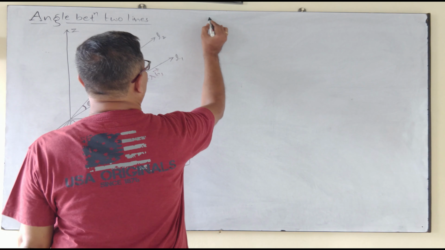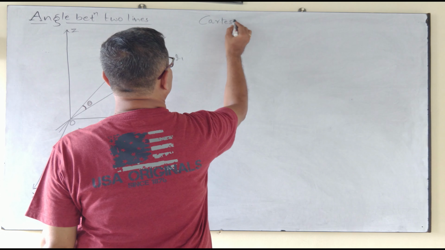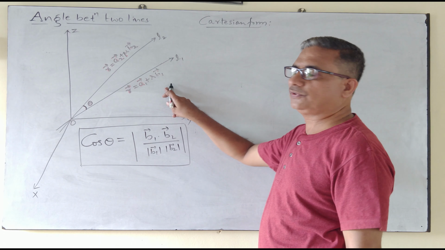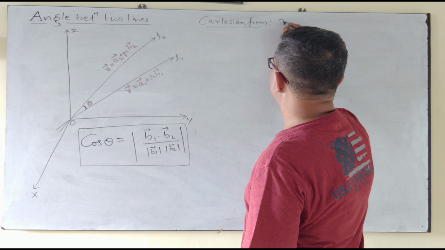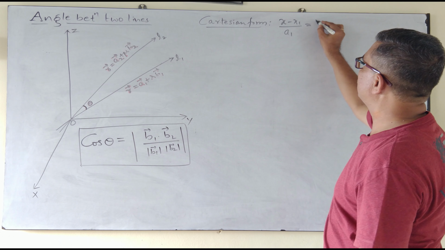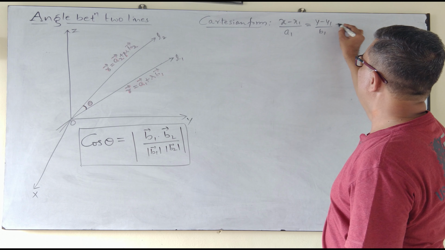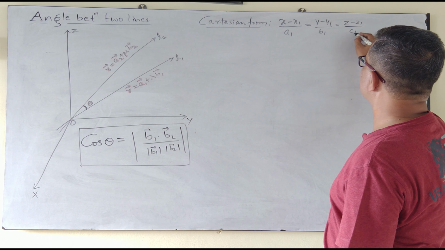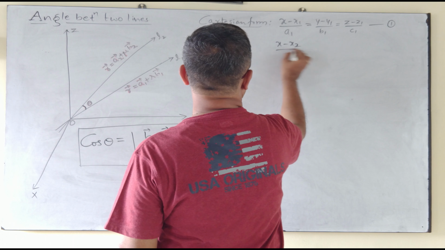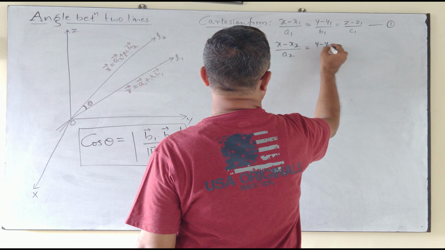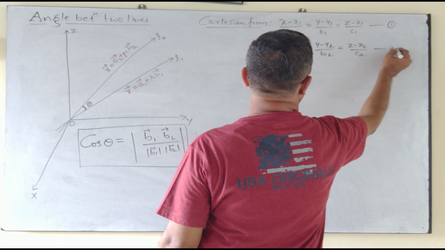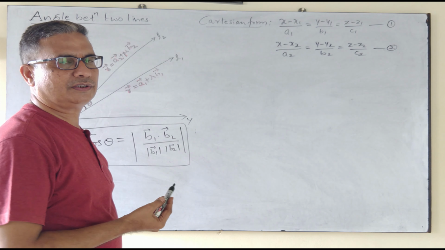Whereas in Cartesian form, what is angle between two lines? Cartesian formula kottaga. Now you know that this is vector equation of line. What is Cartesian equation of line? You know what is that? (x minus x1) divided by a1 is equal to (y minus y1) divided by b1 is equal to (z minus z1) divided by c1. This is first line. And second line is (x minus x2) divided by a2, (y minus y2) divided by b2, (z minus z2) divided by c2. This is equation 2. These two are Cartesian form of line.